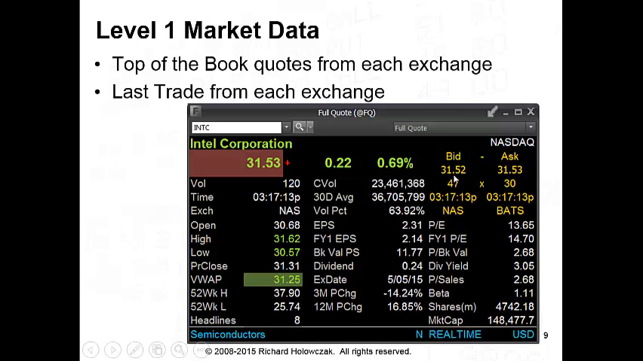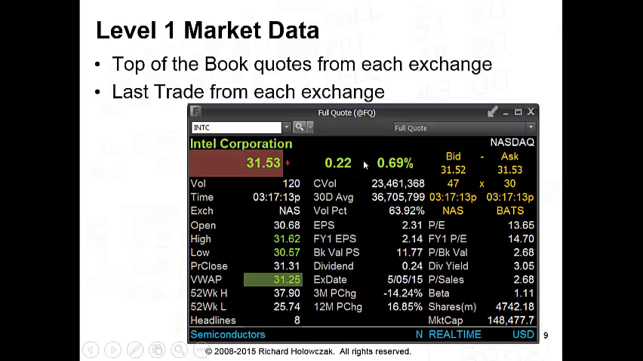We see the bid price of $31.52 for 47 lots. These are 100 shares each. And then we see the ask price, $31.53 for 30 lots, again, 100 shares each. We can see the time at which these quotes were posted, and we can see the exchange. The bid currently is held by NASDAQ at $31.52. The ask is currently held by BATS. This particular vendor, this is a screen from FactSet.